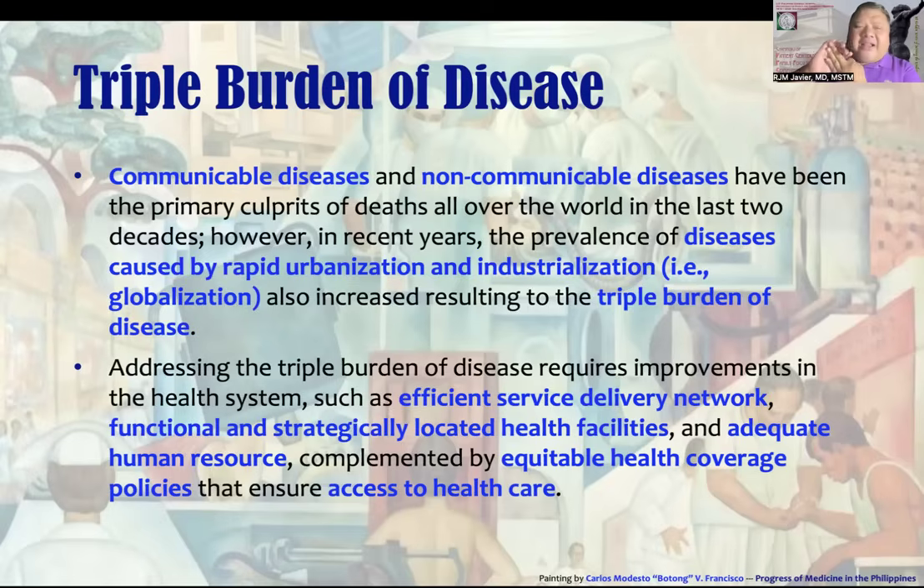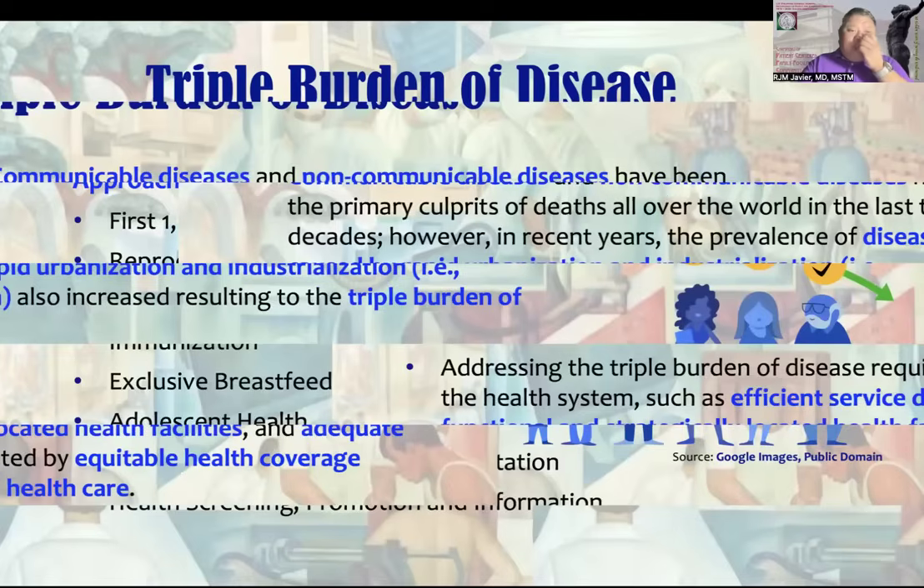This is quite evident nowadays, and addressing the triple burden of disease requires improvements in the health systems, such as efficient service delivery network, functional and strategically located health facilities, and adequate human resource complemented by equitable health coverage policies that ensure access to health care.